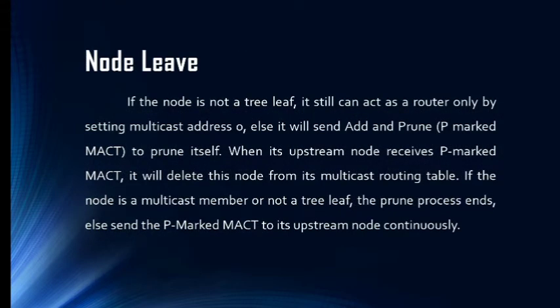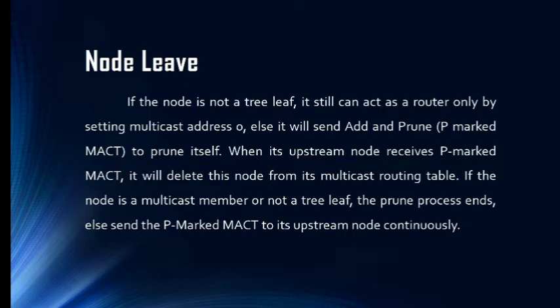Next, node leaf. If the node is not a tree leaf, it still can act as a router, only by setting multicast address to 0. That is, if it is not an end node, or whether it is an upstream node or below the upstream node, it can act as a router. Else, it will send an add and prune to prune itself. That is, prune means a dead one. That is, the node is not an active one.